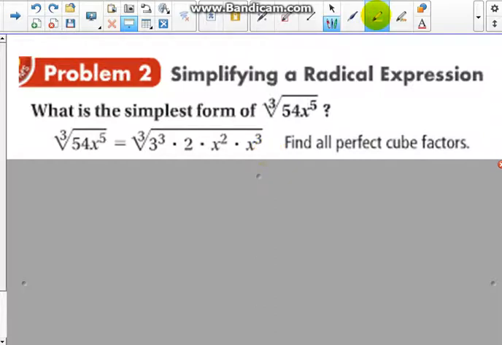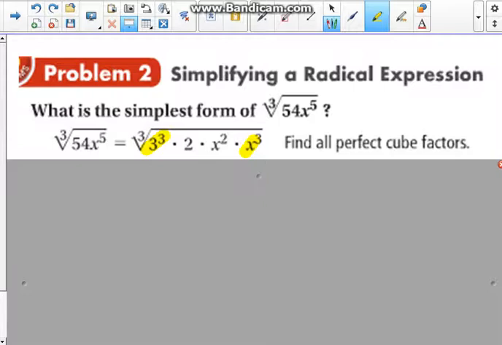So we have 3 cubed, which would be 27. Oops. So 3 cubed, 3 times 3 times 3, is 27, and then times 2, so 27 times 2 is 54. So we found a cube factor of 54 being 3 cubed. Now we want to split our x to the fifth up into an x cubed, so there's our x cubed, and that leaves us with the x squared.